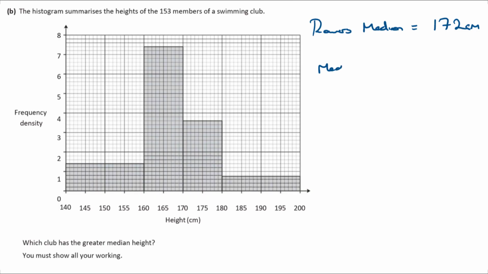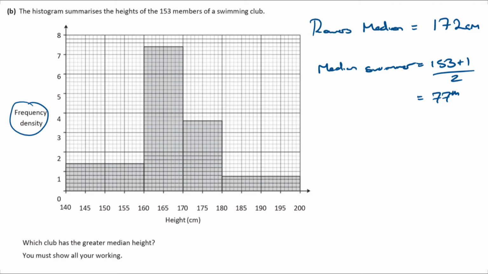So who is the median swimmer then? If we've got 153 swimmers, if we add 1 and divide by 2, that will tell us where to find the median swimmer. So 153 plus 1 is 154, divided by 2, what's that, 77th? That's going to be the 77th swimmer. Okay, so where is the 77th swimmer here? Now we've got a frequency density here, so what we need to work out is how much each of these bars is worth next, I think.